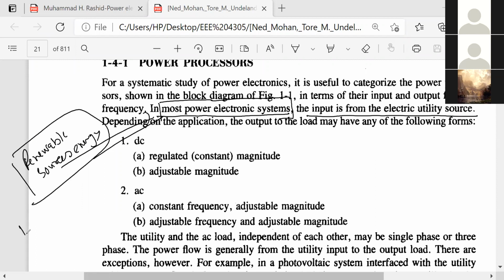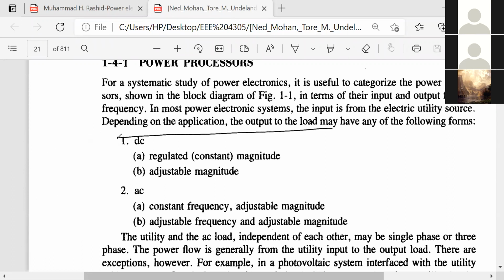Like someone mentioned, photovoltaic, and say wind generator. There could be some other things. I have already discussed this. If not, you can go to the internet and find out different sources of renewable energy. And now, depending on your application, the output may be the following.